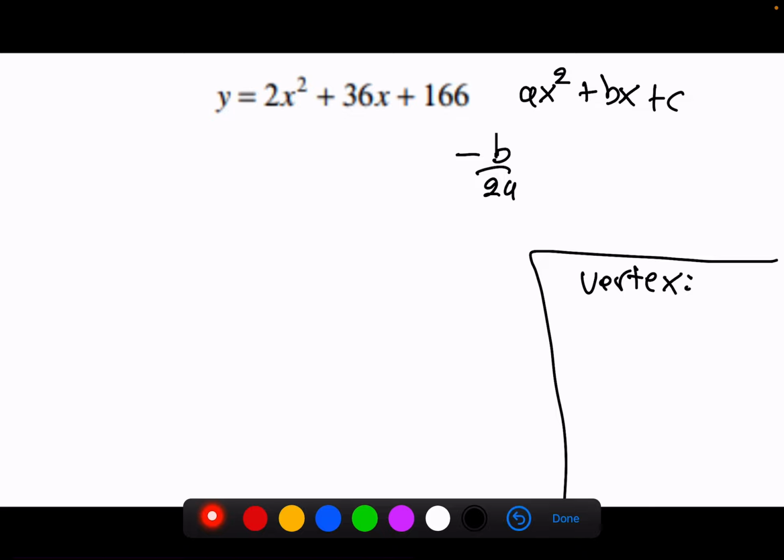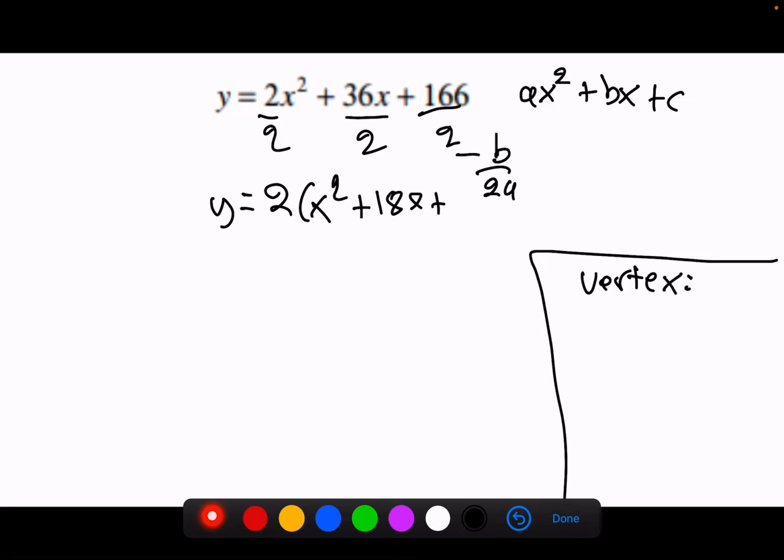So we have 2x squared plus 36x plus 166. So what I can do is I can divide everything by 2. And I would get y is equal to 2 times x squared plus 36 divided by 2 is 18x. And then 166 divided by 2 is, well, let's see, 160 divided by 2 is 80. Then 6 divided by 2 is 3, so we're talking 83. So this is what we have. So b is 18. And our a is 1.